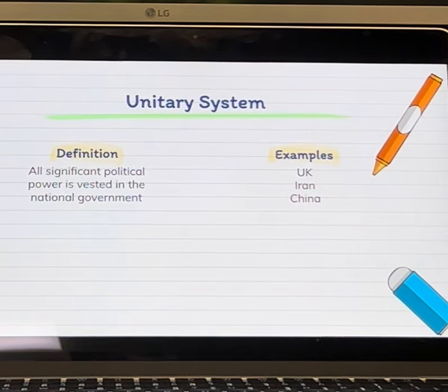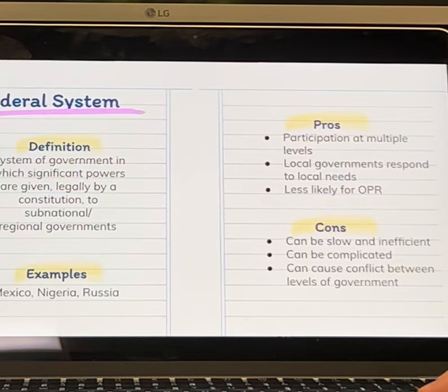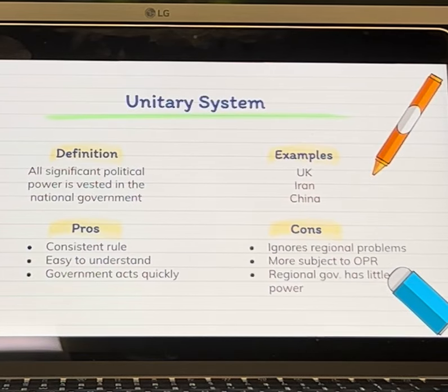Just because a country has a democratic regime does not mean they're a federal system. And just because a country has an authoritarian regime does not mean it's a federal system, which is why Russia was on the other slide. Yeah, remember that. Okay, you heard it here first. Regime does not equal system.